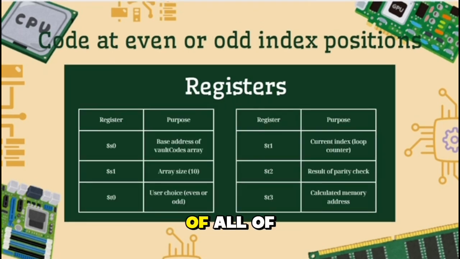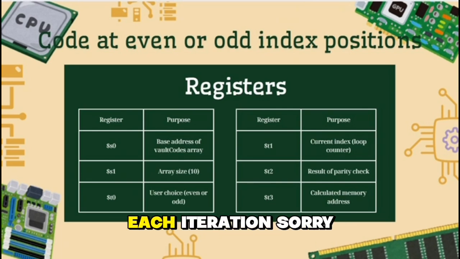To keep track of all of this data, we use specific registers. S0 holds the base address of our word codes array. S1 stores the array size, which is 10. T0 captures the user's choice, 0 for even, 1 for odd. T1 acts as our loop counter or current index. T2 stores the result of our parity check. And finally, T3 is used to hold the specific memory address we calculate during each iteration.